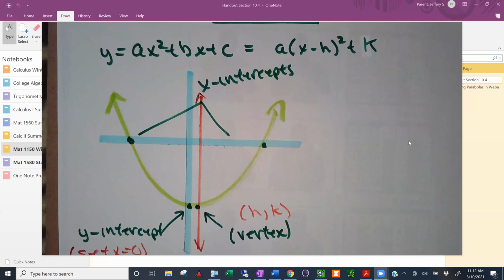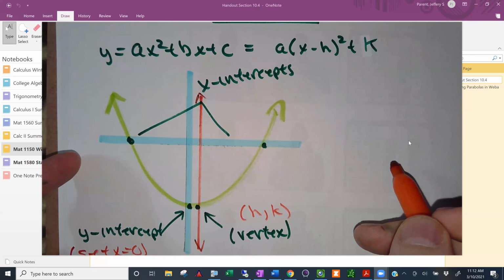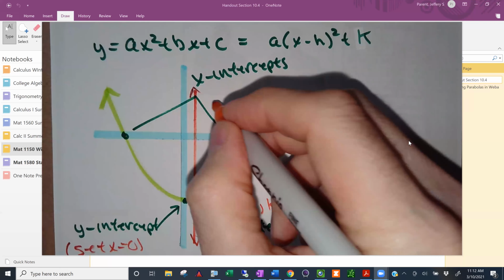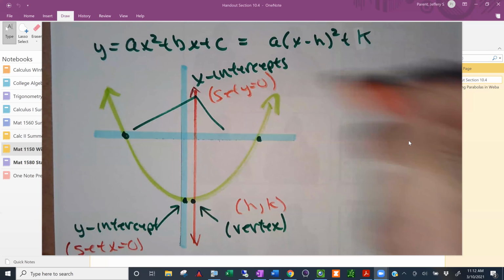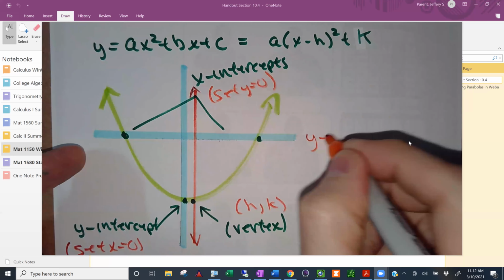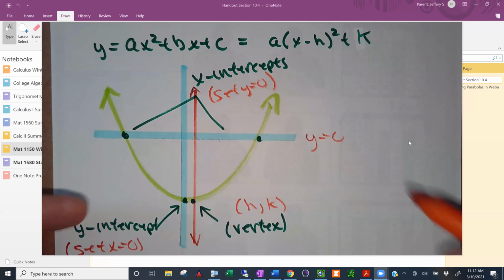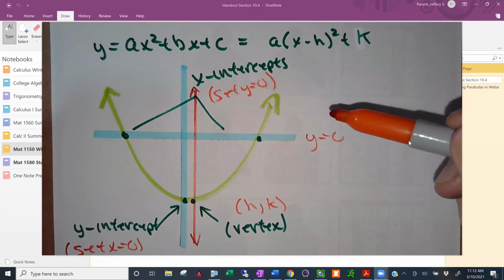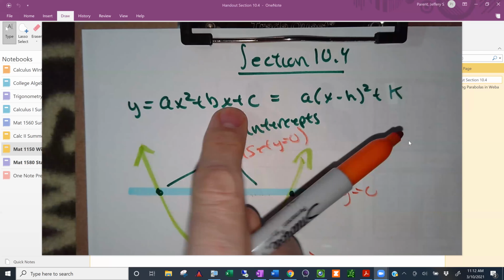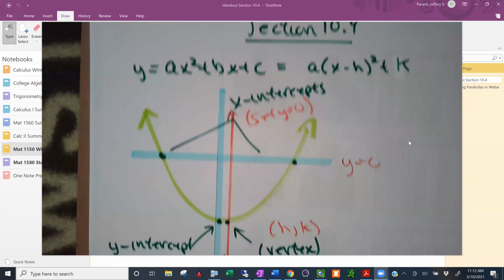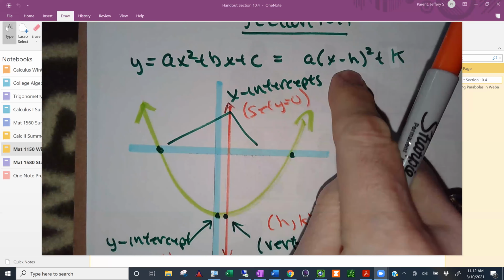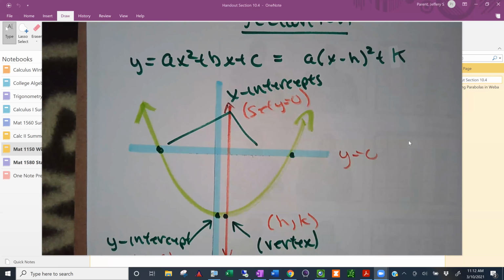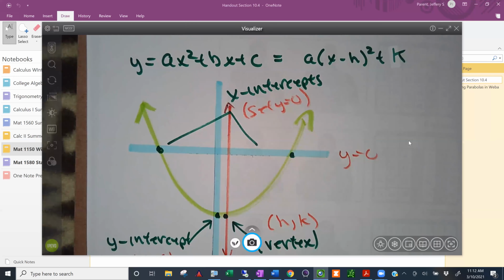How about the x-intercepts? What are you going to do to find those? Set y equal to 0? Set y equals 0. Good. Because this is the line y equals 0 all along here, and where this graph crosses the x-axis, y has to be 0. So then you solve for x. Now, the big chore is going to be getting the parabola in this form in order to graph it. So let's take a look at an example.